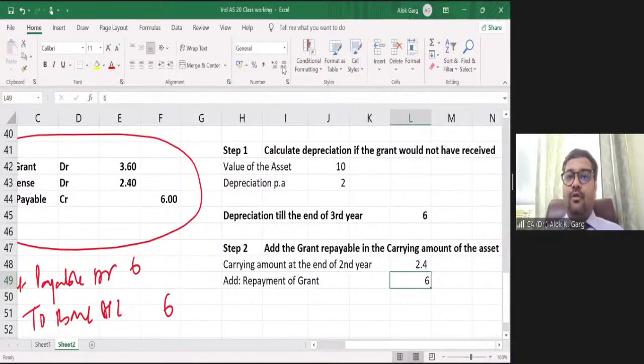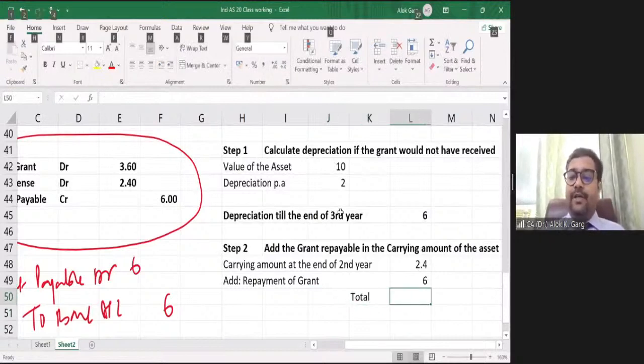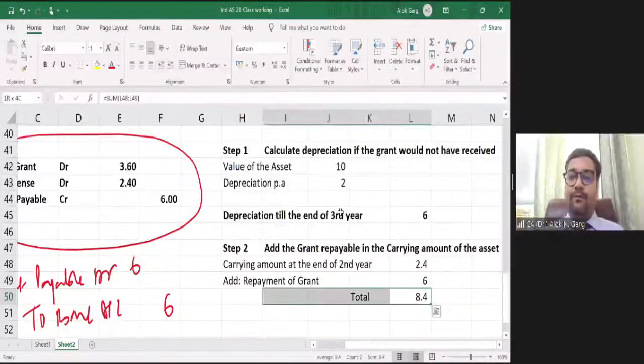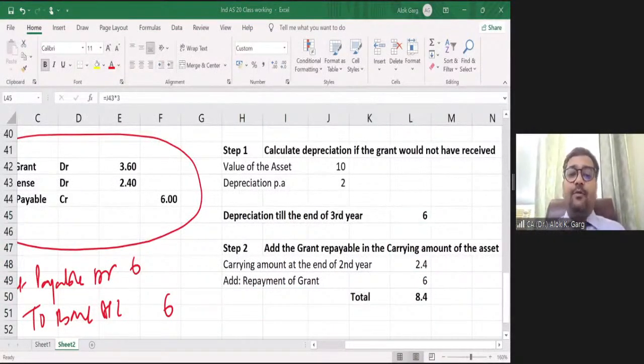So what is the total value? The total value is coming out at 8.4 lakh. So standard says that it is coming out at 8.4 lakh. Now your total depreciation till the end of the third year is 6 lakhs. And how much the depreciation has already been charged?